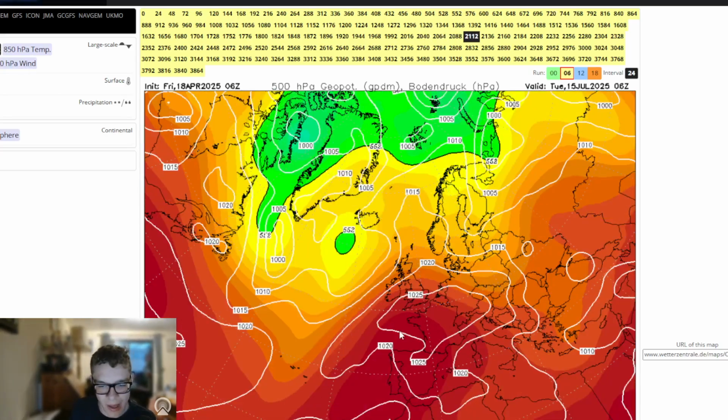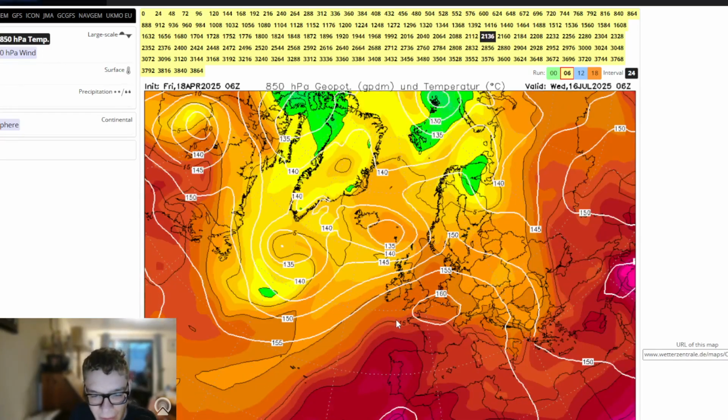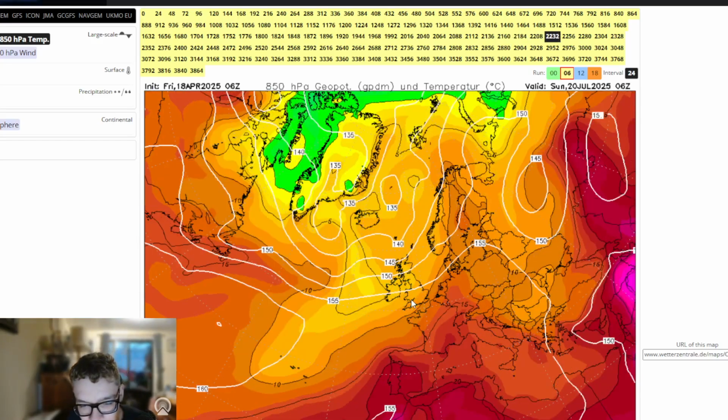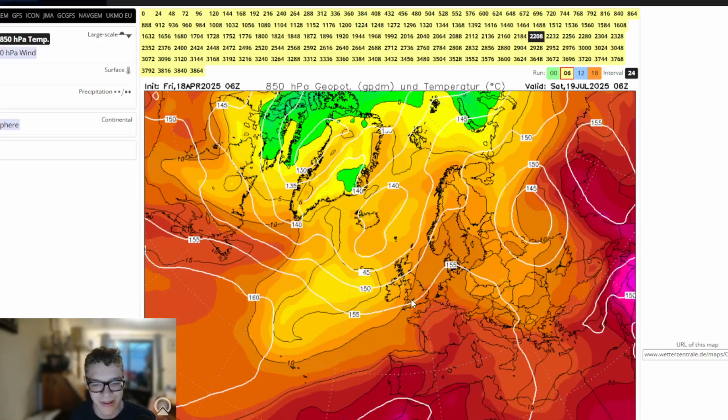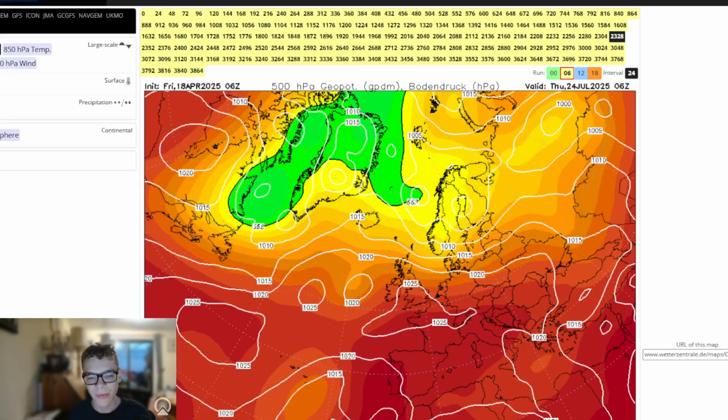Eventually, though, we do get some heights building towards France, and we bring up a mild, or very mild, southerly wind. We almost get the 15-degree isotherm into the country, the 20-degree isotherm in Spain, but we are pretty mild at this point. It might just graze the southeast with that 15-degree isotherm as well. So there are milder, quite warm interludes, but nothing ridiculous.